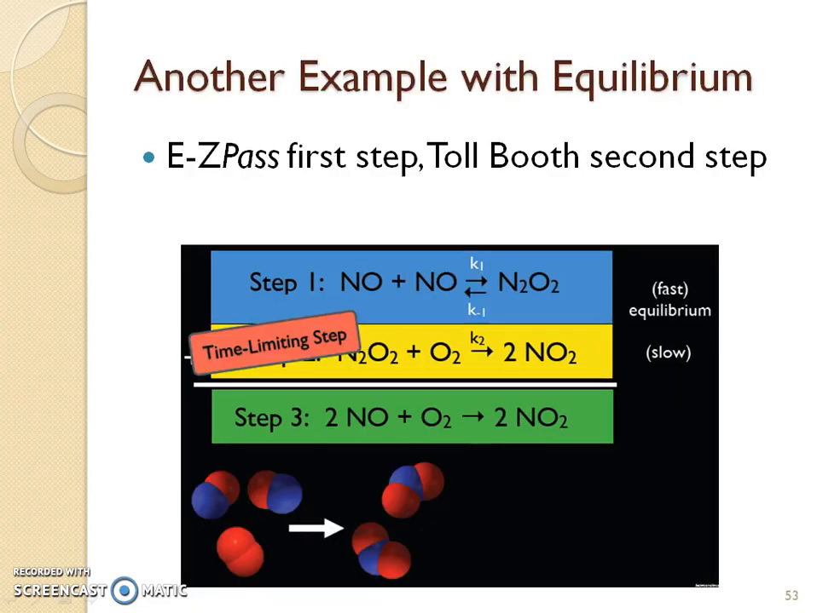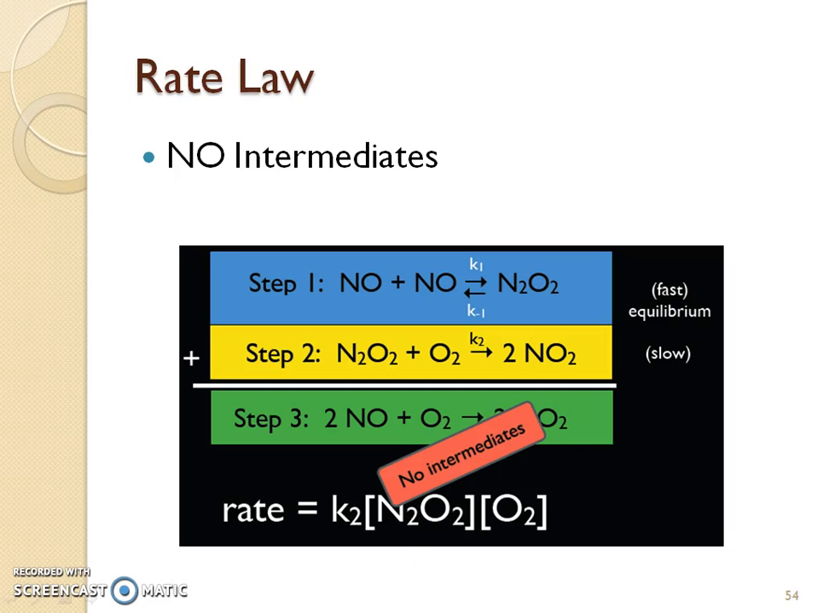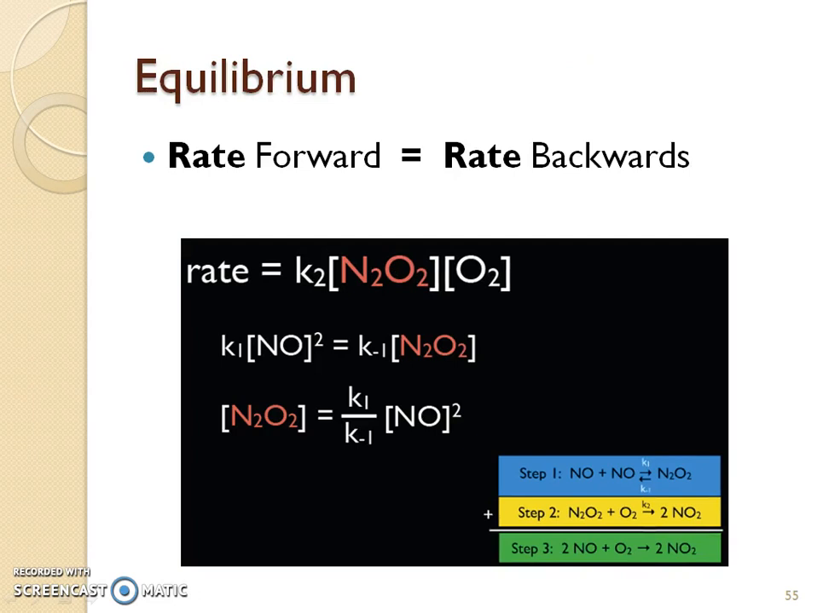Another example he dealt with was equilibrium. Again, that rate law has no intermediates and it's based off of the slow step. So notice rate equals our k constant, which is k2. He tells us that it's the second step's constant, times N2O2 to the first, because that's our coefficient, times the concentration of O2, again to the first power. So overall, this rate law expression would be second order. As a reminder, and we're going to learn this in the next chapter, in equilibrium the rate of the forward reaction equals the rate of the backward reaction.